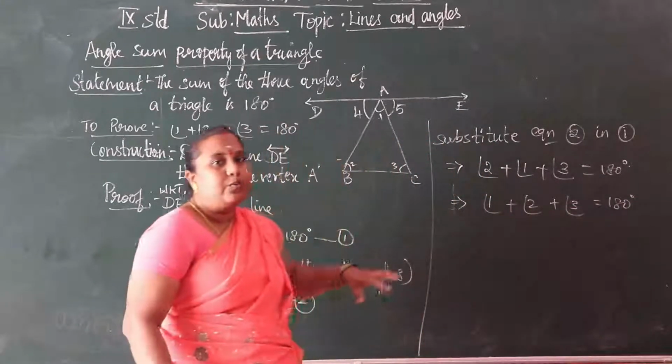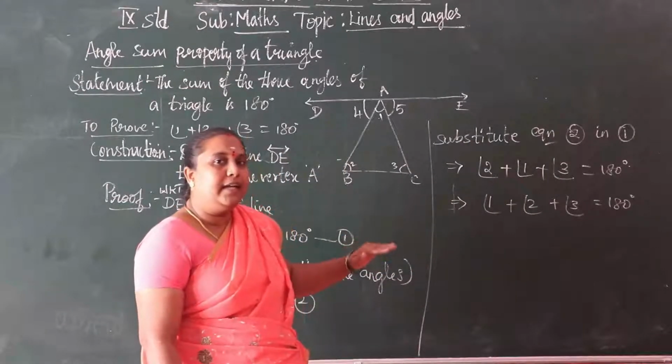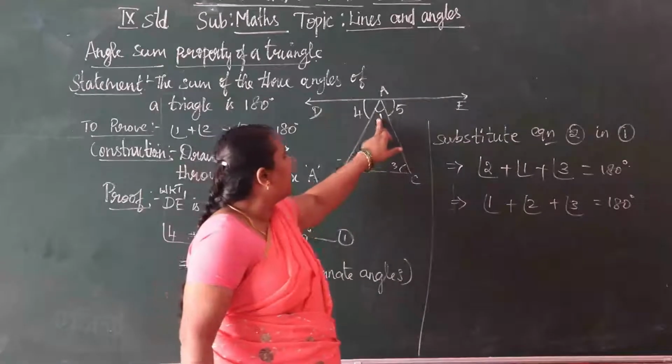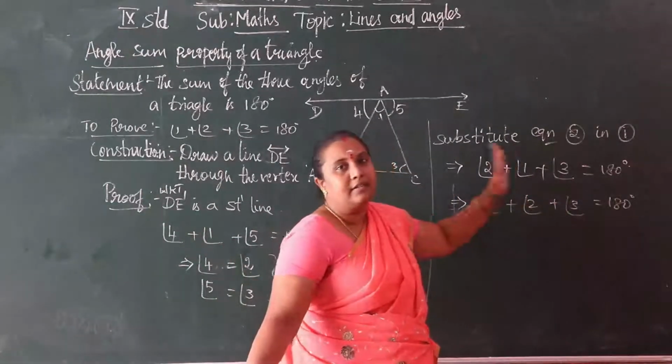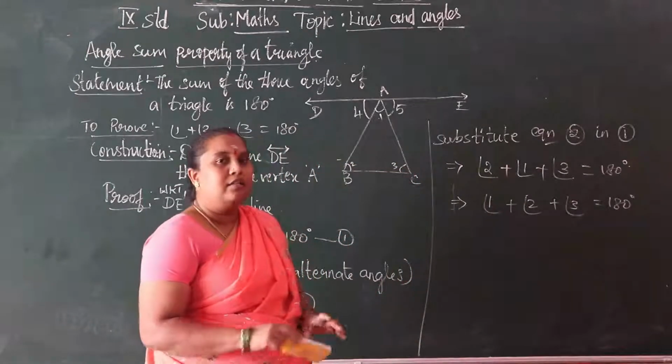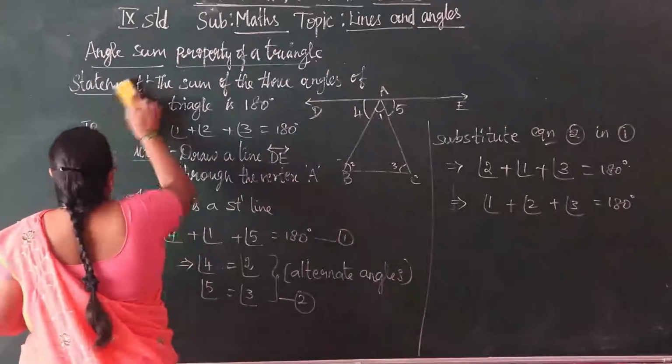So now we proved the sum of the three angles of a triangle is 180 degrees. So angle 1 plus angle 2 plus angle 3 equals 180 degrees. Understood, children? Okay, so now let us move on to the exterior angle property of a triangle.